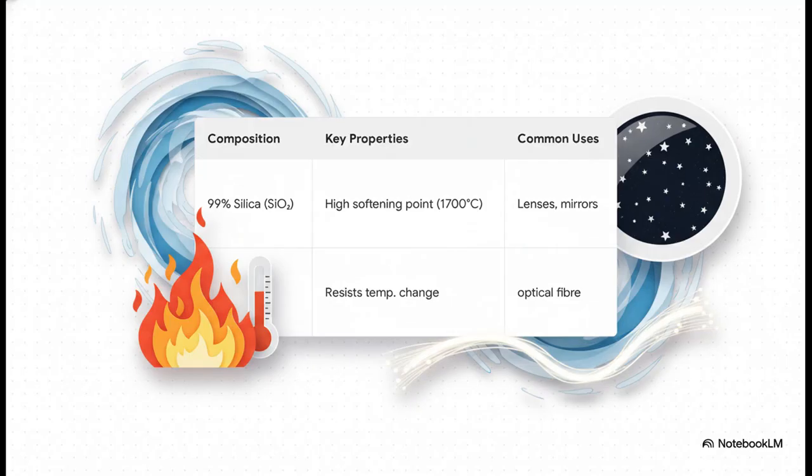First up, we've got fused glass. Now look at its composition. It's almost 99% pure silica. And because of that, its superpower is an incredibly high softening point. We're talking 1700 degrees Celsius. Wow! This extreme heat resistance makes it perfect for all the high-tech stuff. You know, like telescope lenses and the optical fibers that bring you the internet.